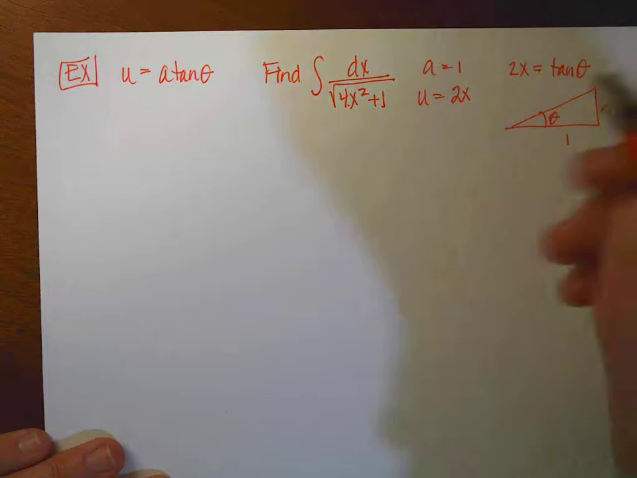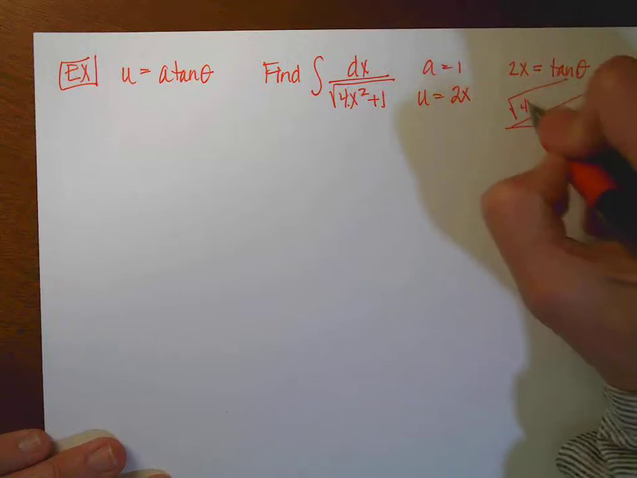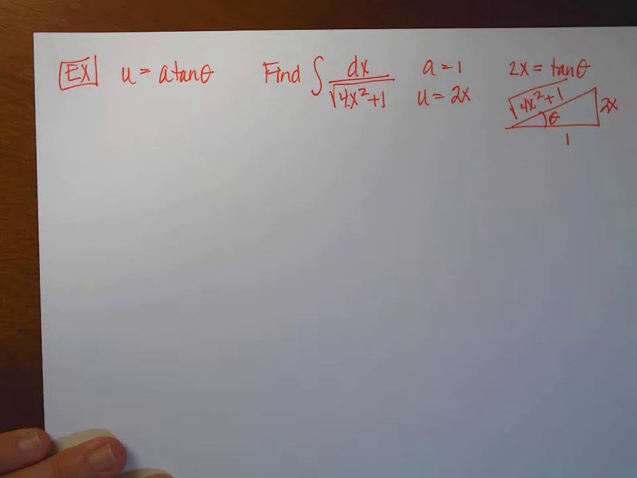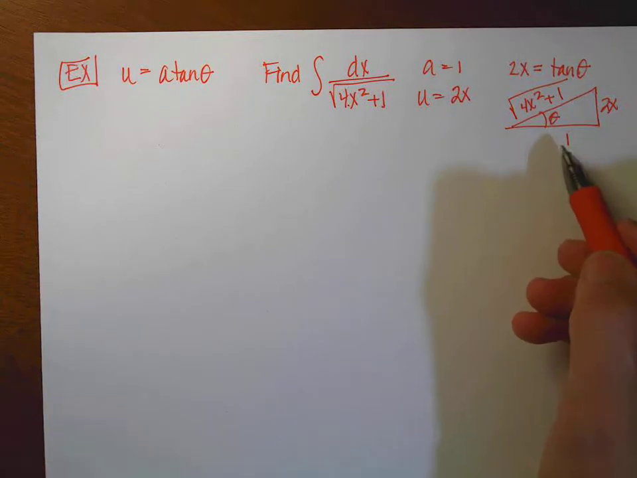And then I can draw my handy-dandy little triangle. Here's theta. Tangent is y over x. And then my hypotenuse becomes the square root of 4x squared plus 1. All right, so there's our handy-dandy triangle.